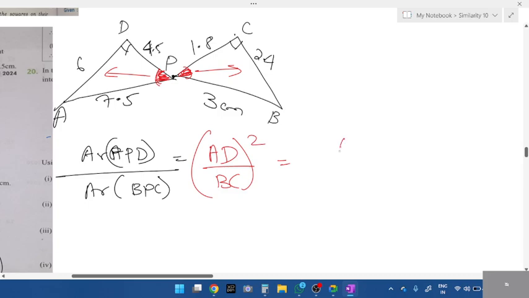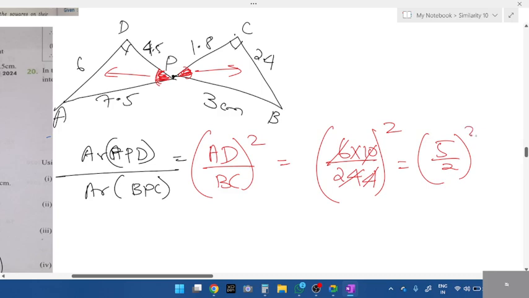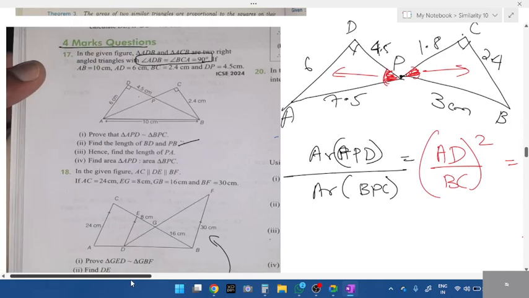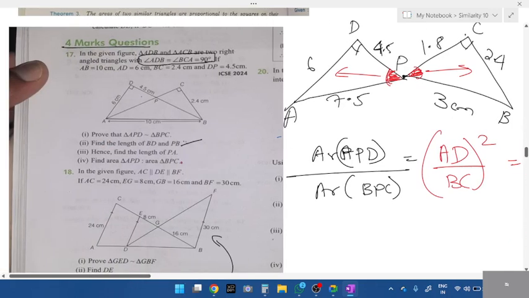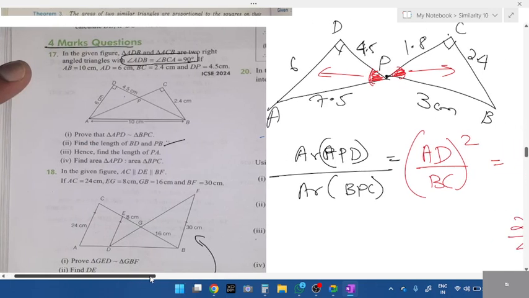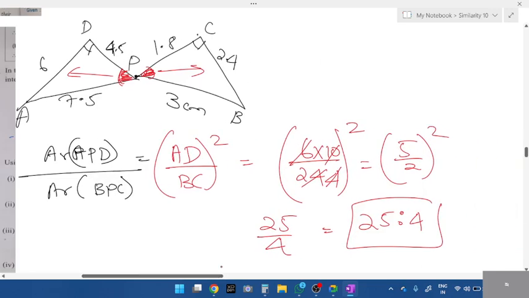So that is equal to 6. How can I write BC, students? 24 by 10, right? 6 ones are 6. Then 5 by 2 the whole square. So 25 divided by 4, that is 25 is to 4. What did they ask us? They asked us for the ratio. Look here, find the area not in centimeters but in ratio, students. This is the answer. 25 is to 4 is the answer.